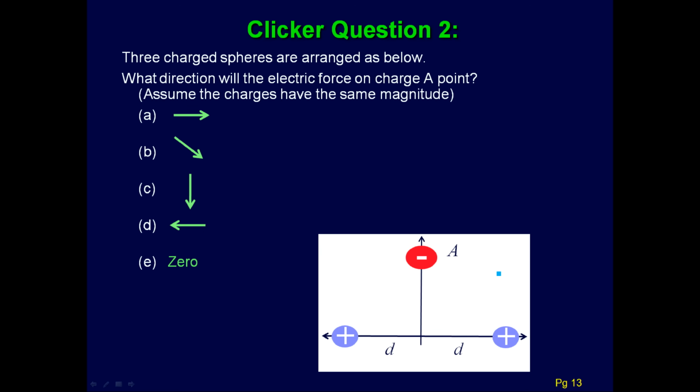One more question here. Three charged spheres are arranged as below. What direction will the electric force on charge A point? All right, so we've got two positive charges, then point A there. So think about this one, pause, and then let us know what you got.